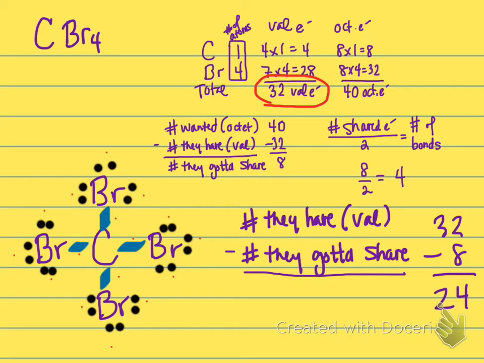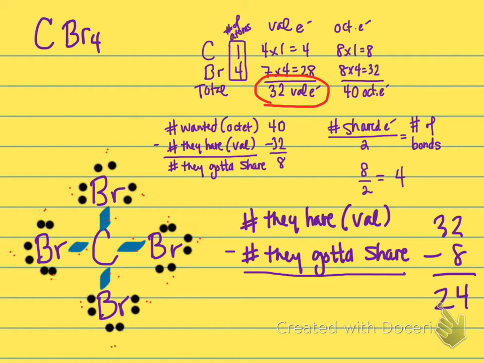Now, since both carbon and bromine are octet-desiring atoms, let's check to make sure that every single atom in this structure is satisfied. Well, let's look at our central carbon. 2, 4, 6, 8. Yep, carbon's happy. Let's look at the bromine. 2, 4, 6, 8, for each of the four bromines. Yes, all of our bromines are happy.